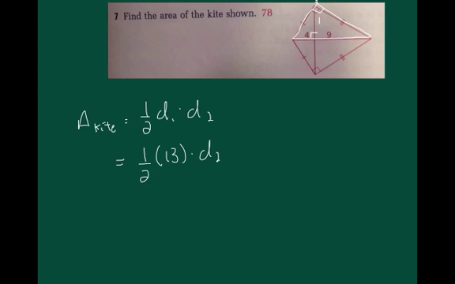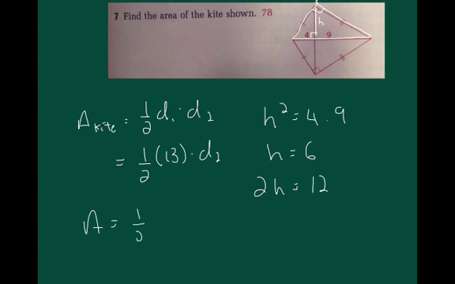So I'm going to say that h is going to be the upper half of this diagonal. And so h squared equals 4 times 9. Solving for h, I see that h equals 6. So since the shorter diagonal is bisected, I'll know that the longer diagonal must be 2 times h, or 12. So my area is going to equal 1/2 times 13 times 12, or 78.